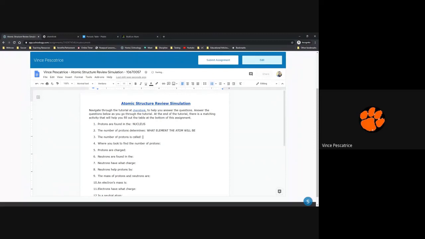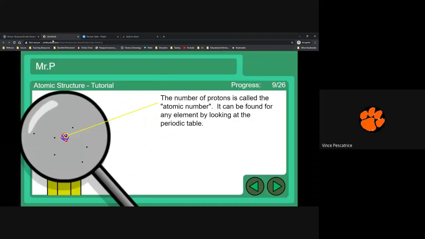So the number of protons is called the atomic number. Those should go hand in hand with each other. If I say the atomic number, you should think protons. If I say how many protons does an atom have, you should think of the atomic number.